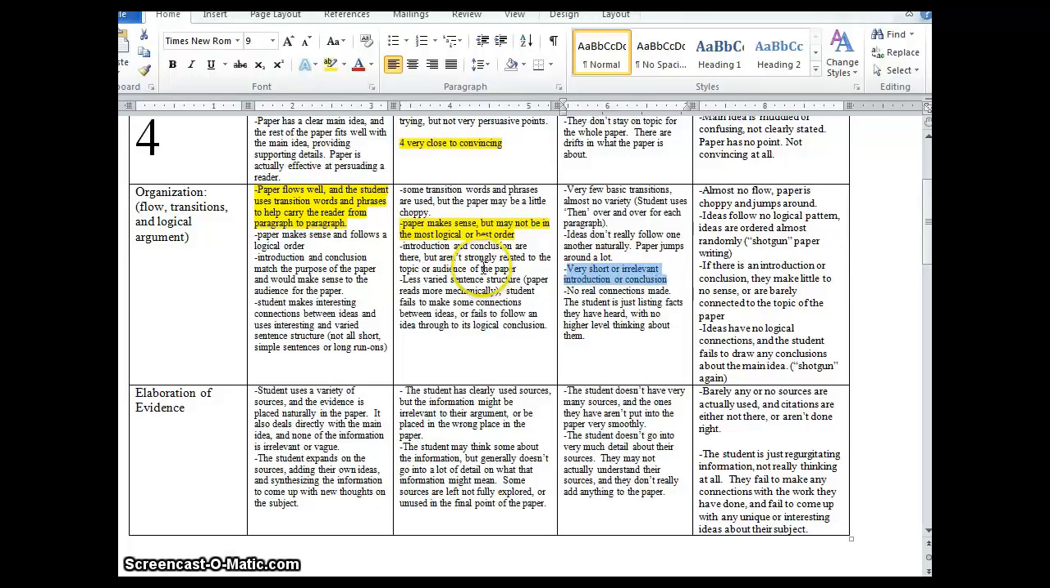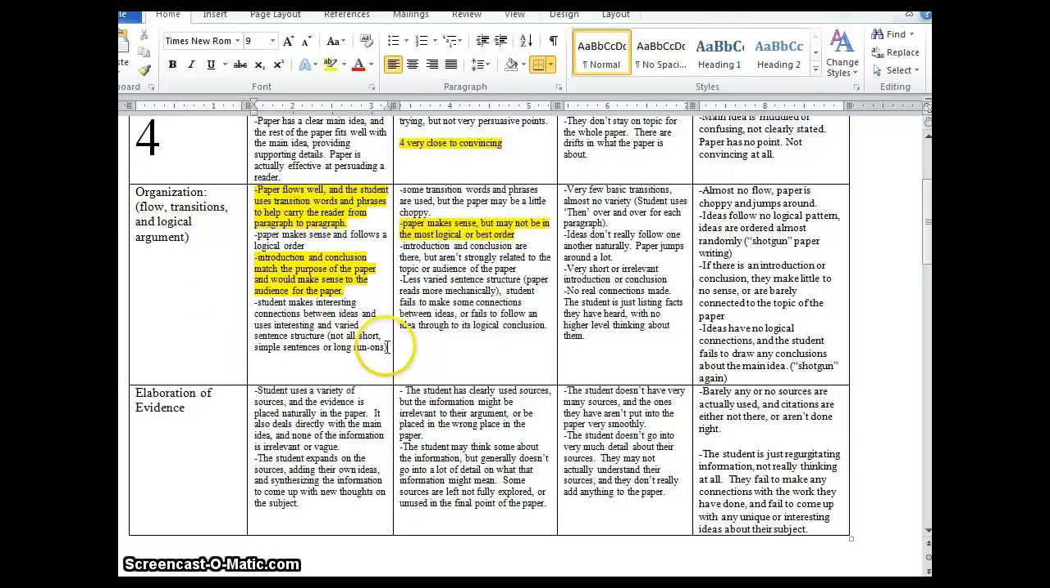So short. And focus mostly on the introduction here. I'm assuming since we're focusing on this, everybody is going to be rocking this. And then finally, student makes interesting connections between the ideas and uses interesting and varied sentence structure. So you need to have some short sentences, you need to have some long sentences, you need to have compound sentences. They can't be run-ons. And essentially what you're doing then is you're going to create this idea of flow in your paper for organization.